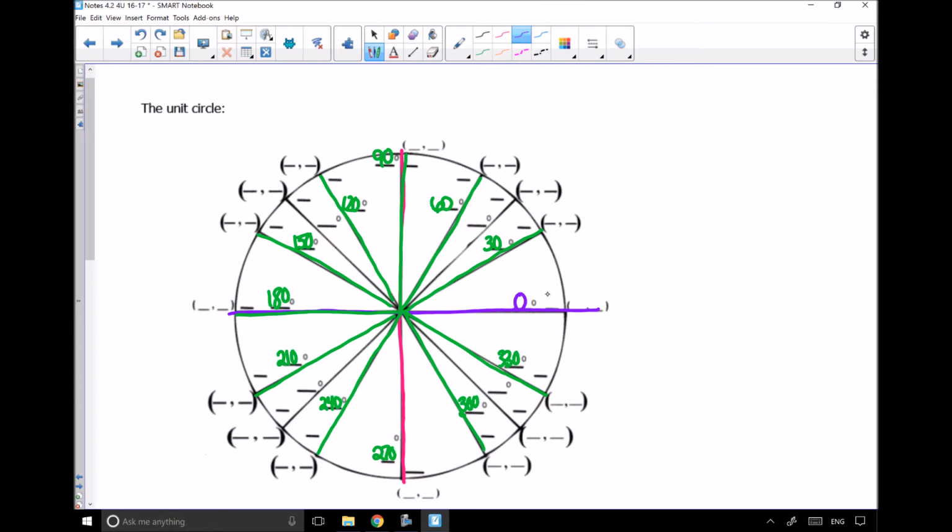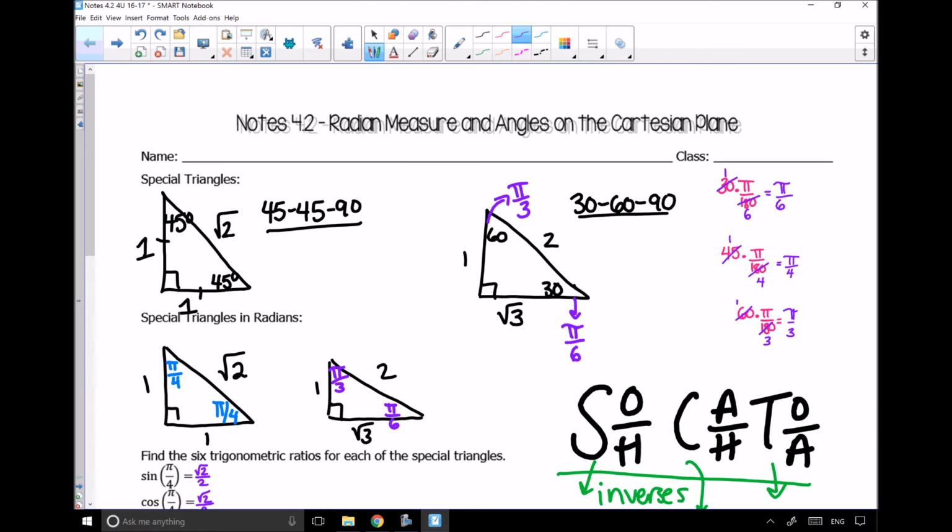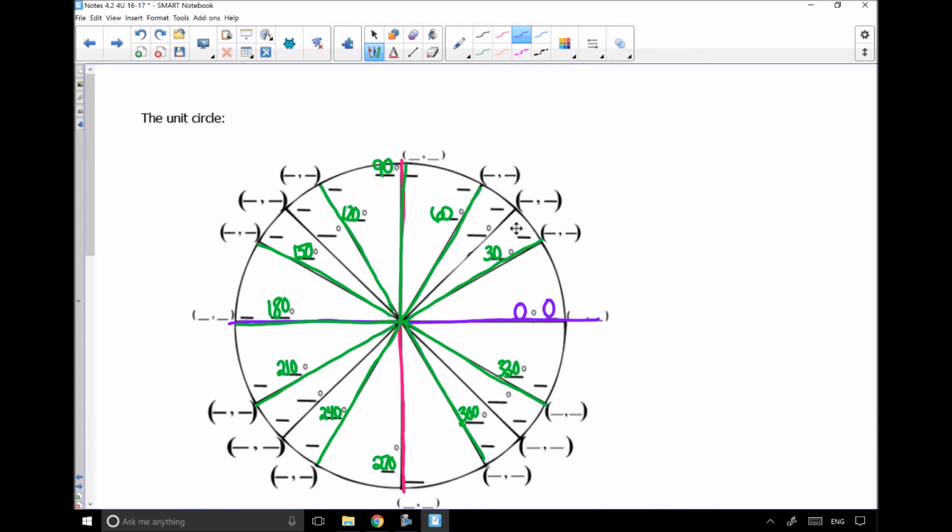Well, 0 degrees is still going to be 0 radians, okay? And we figured out over here that if we have pi over 6, that's 30 degrees. So 30 degrees and pi over 6 go together. So therefore I can say that this is pi over 6 radians. Well, if this is 1 pi over 6 radians, then this is technically 2 pi over 6 radians, but we call it pi over 3 to simplify our radians. So this is pi over 3 radians.